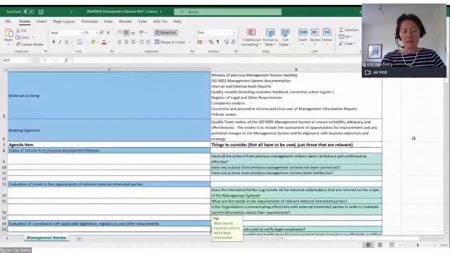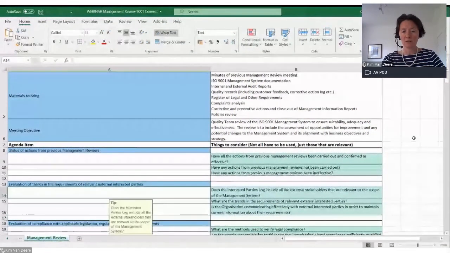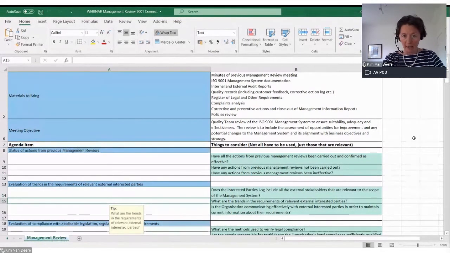We talked there about evaluation of trends in the requirements of relevant external parties. So chances are, if you keep an interested parties log, you're probably going to fish it out and say, does this still look right? Are there things that we need to add? Are there things that we need to take away? For example, do we now subcontract where historically we didn't? Are we going to add subcontractors on as a list of significant interested parties? That would be one example.